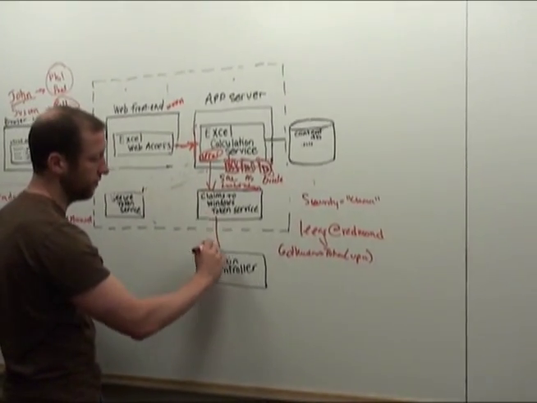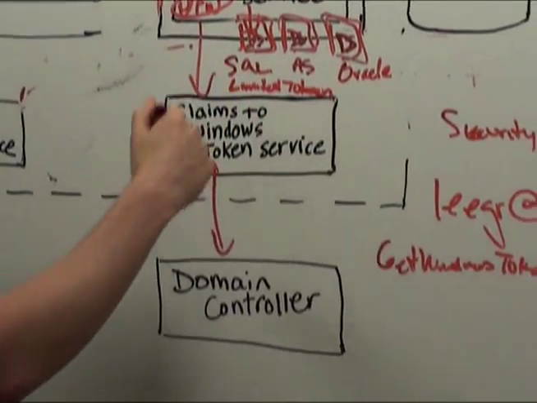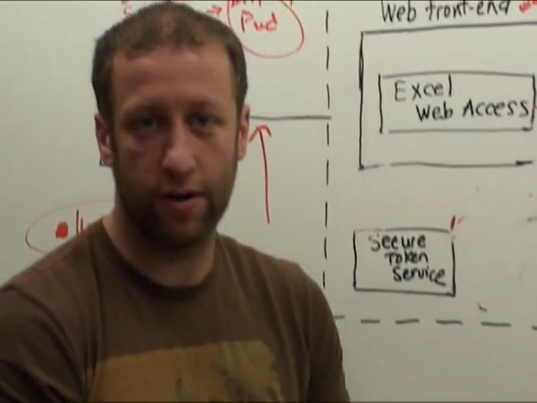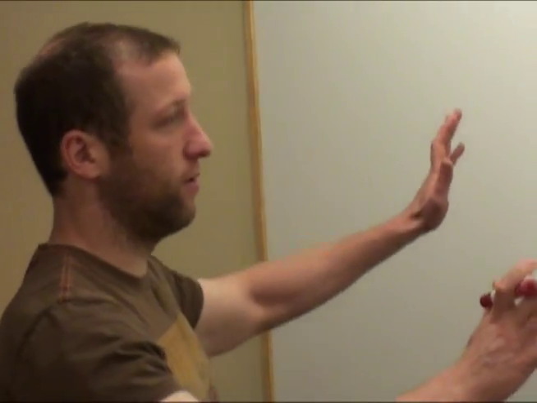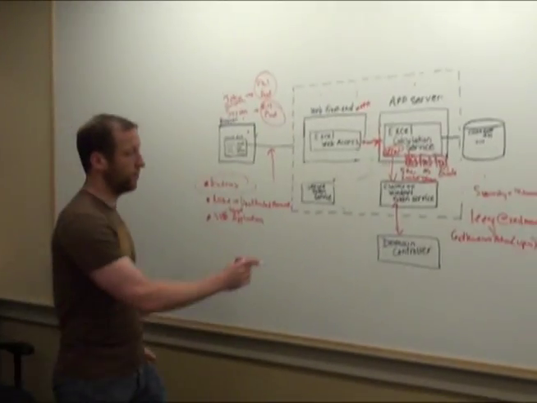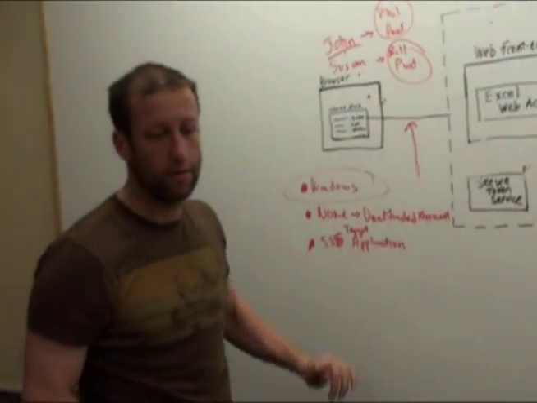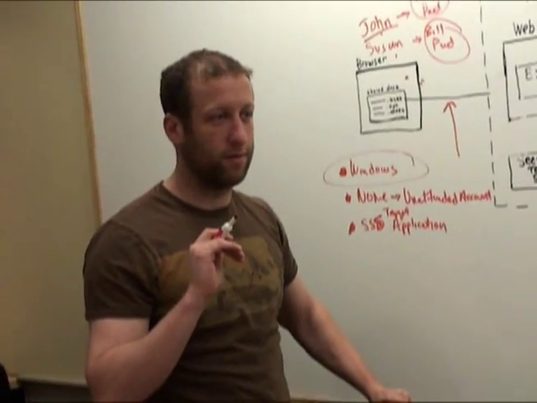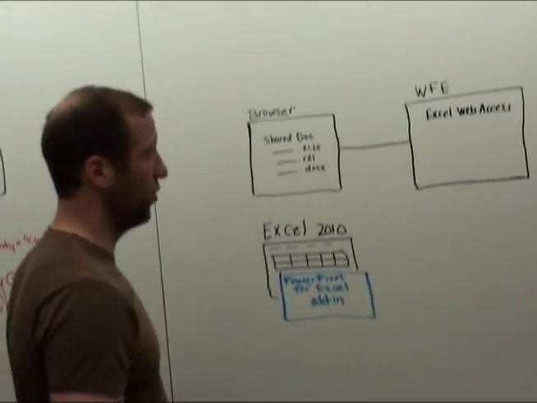So the Claims to Windows token service is making calls to the domain controller to get the Windows token and to validate whether you have configured Kerberos constrained delegation. So that is the quick and dirty on how Excel Services works and interacts with custom data sources, without PowerPivot in the scenario. So we're now going to walk over to a pre-built board that says what happens when PowerPivot comes into the scenario.